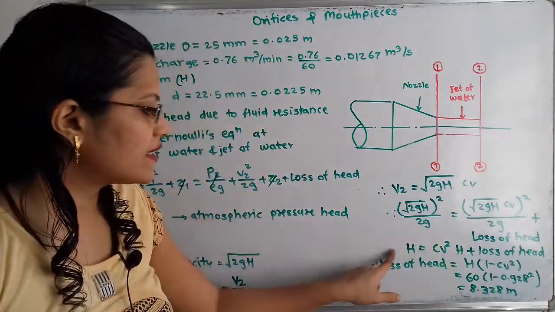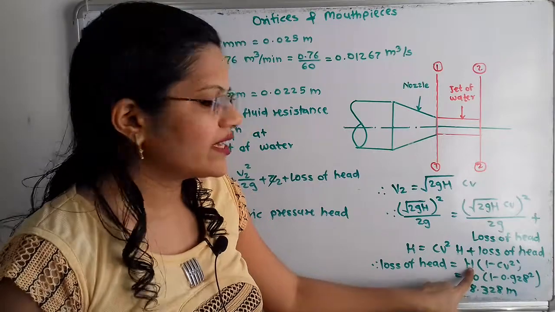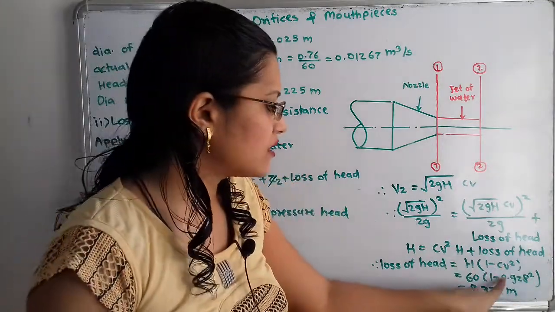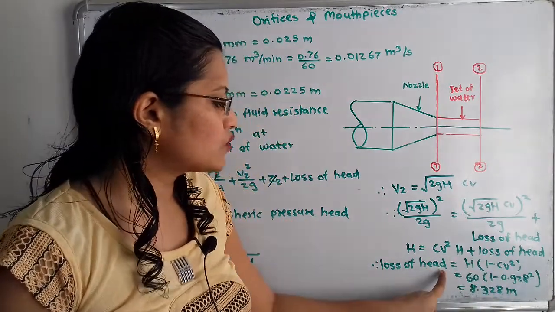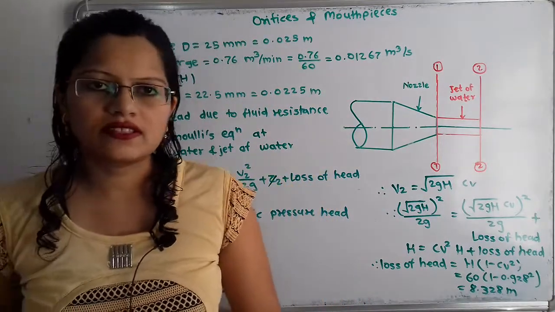This h we can take common. So h in the bracket 1 minus Cv square. Here h is known, that is 60. Cv we have already calculated as 0.928. So when we put in the values, we will get the loss of head equal to 8.328 meter. And this is the answer.